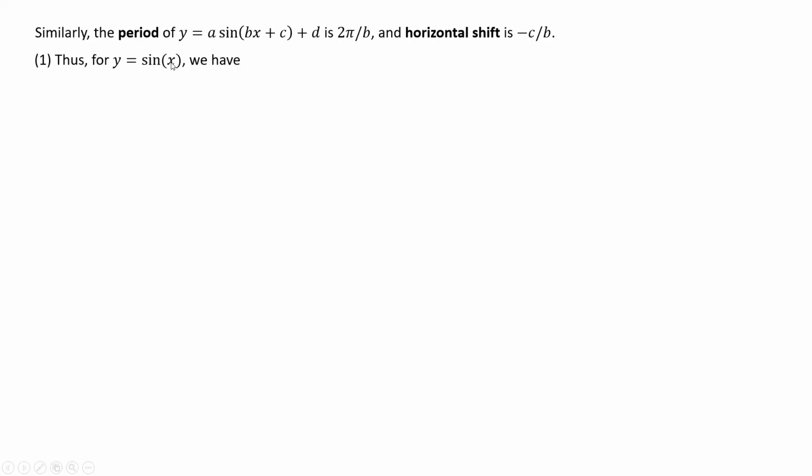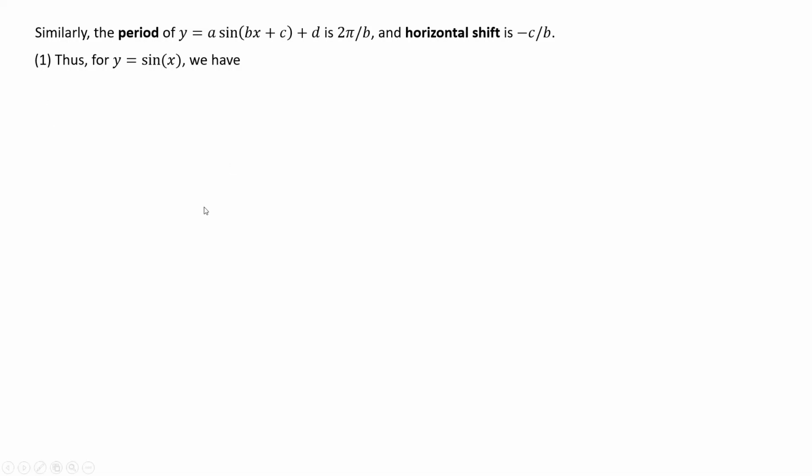B is also 1. We have bx and we have 1x, plus c. There's nothing being added, so c is 0. The whole thing, we should add a d. We are not adding anything to it, so d must be 0. All right. So, more importantly, b happens to be 1.